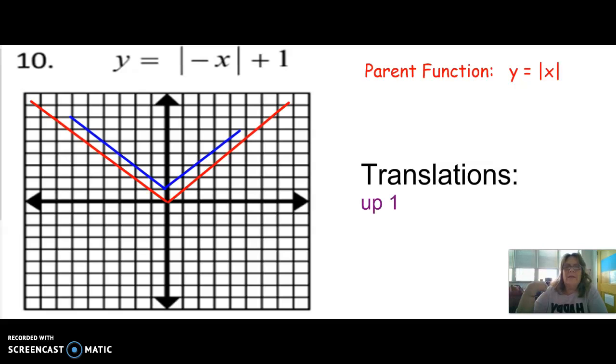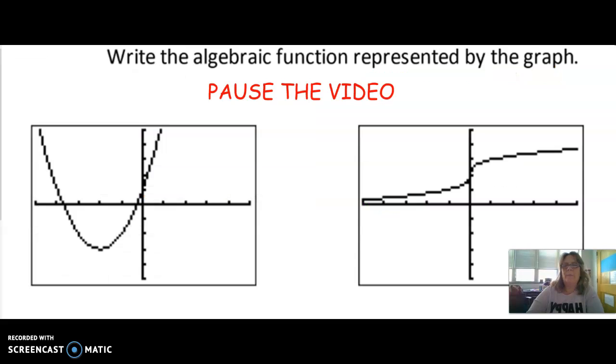Problem number 10 is another absolute value function, but notice this time the negative is inside the absolute value, so it didn't change it. So the only thing that's changed is we have that +1 outside, so the whole graph is translated up 1 unit.